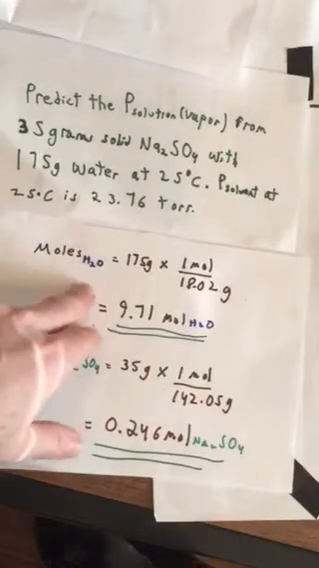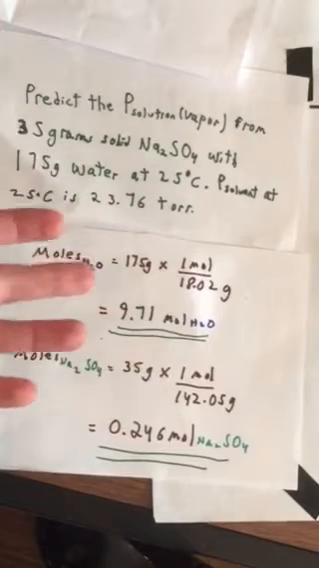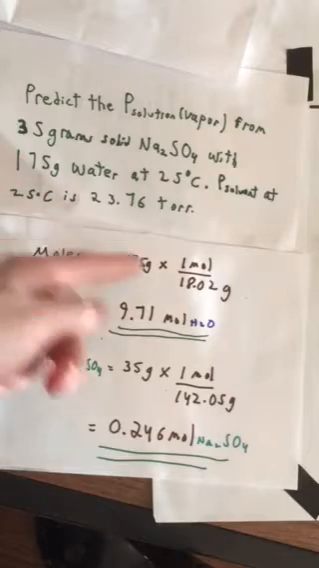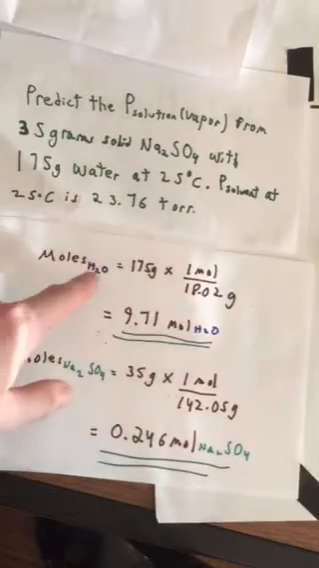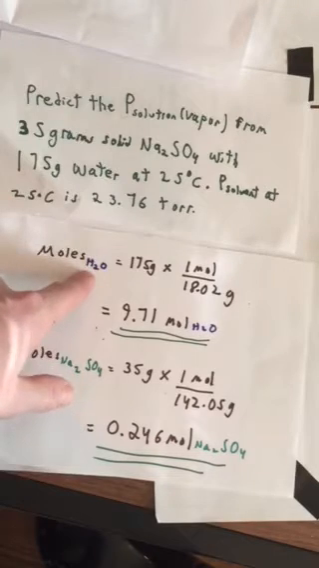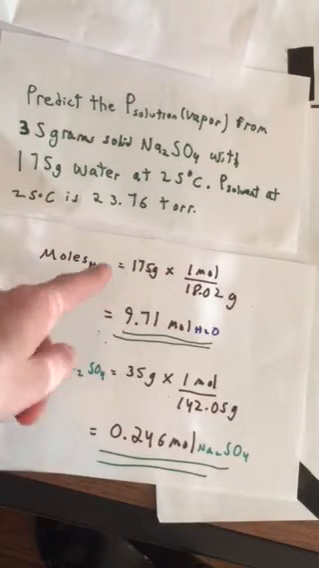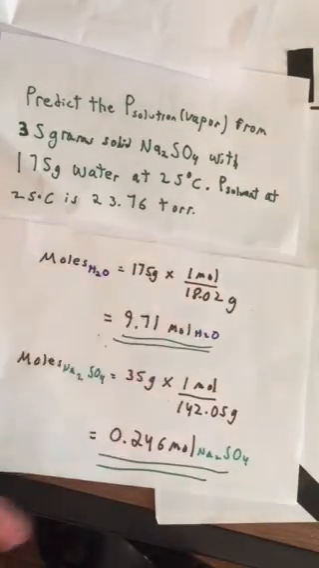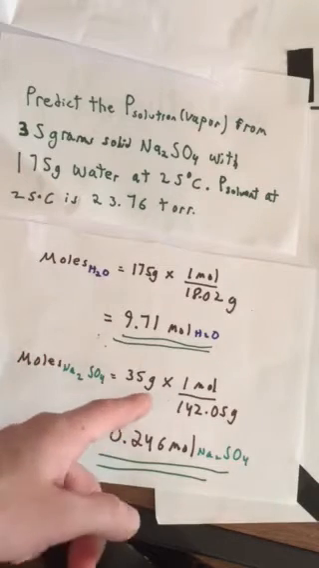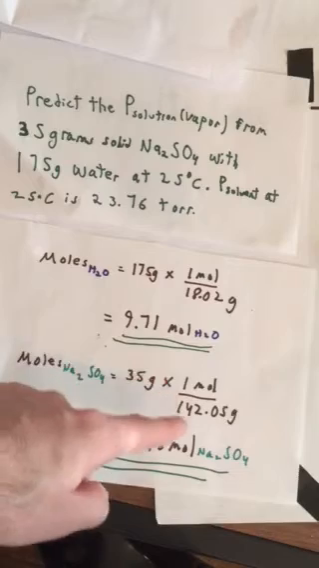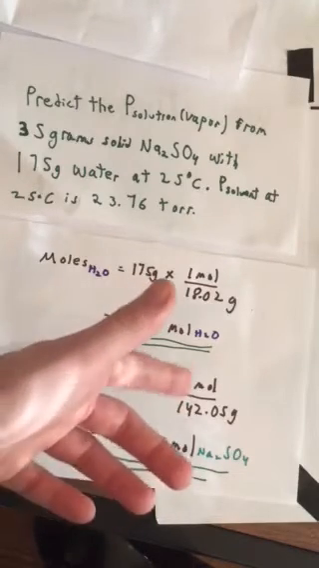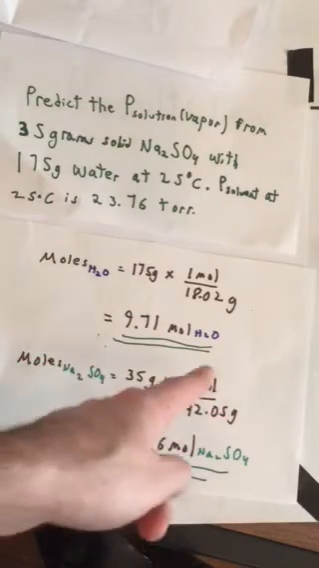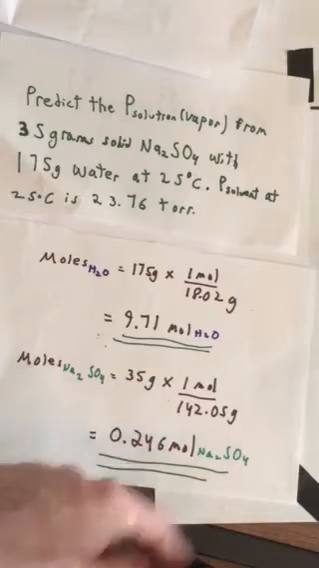Alright, so for water, last problem only told you density. This problem is giving you the grams, so this is easier. You have 175 grams of water. For the molar mass, on the periodic table, H is 1, O is 16, so 1 plus 1, because you have 2, plus 16, is about 18. So you have 9.71 moles of water. And for the sodium sulfate, it tells you 35 grams times, and he'll probably give us the molar mass, moles over grams. Grams cancel out. You're left with 0.246 moles of sodium sulfate.